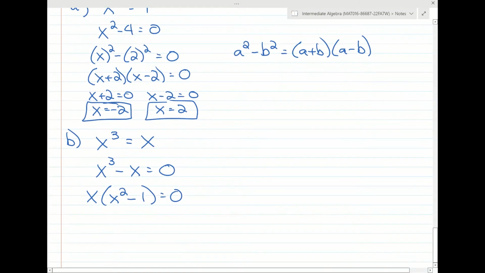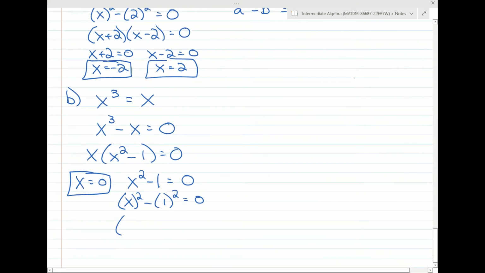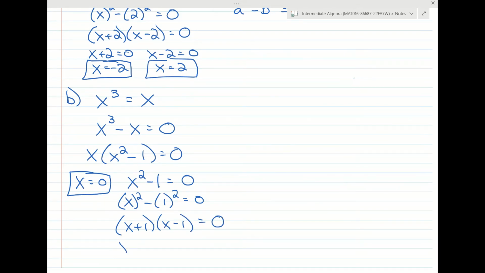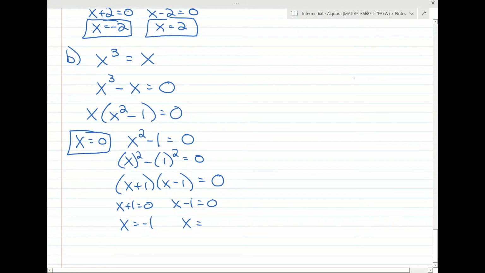And then we set the factors equal to 0. So x would be 0. And this would be 0. We already talked about this is a perfect case, so we could do this. And it should just be x plus 1 times x minus 1. So x would be -1 and x would be +1 when you set those equal to 0. And then x is -1 and x is +1.